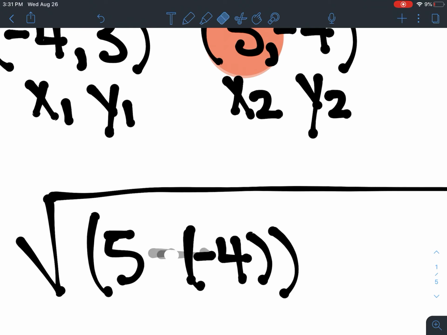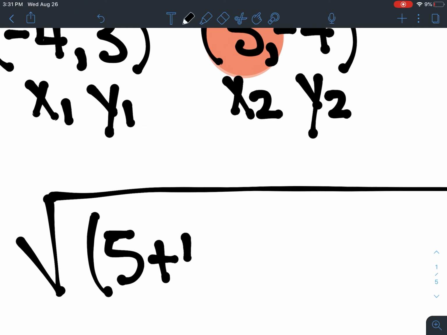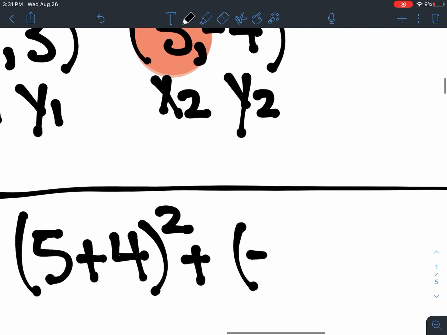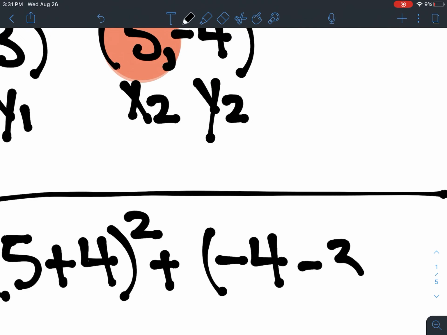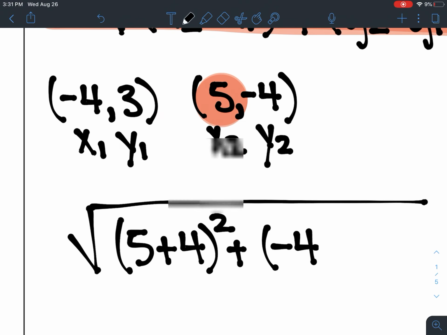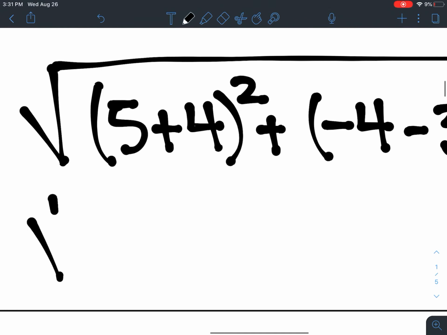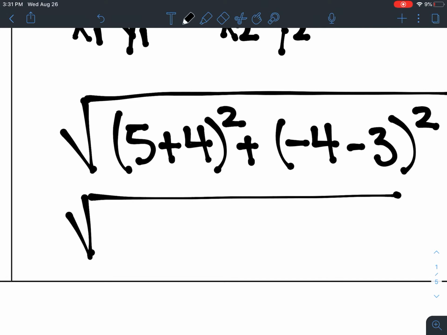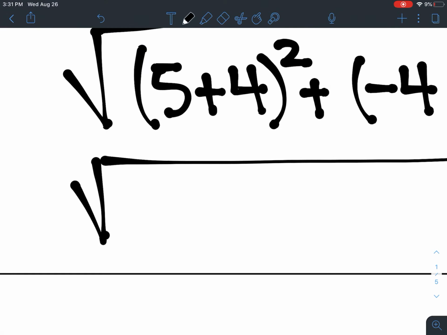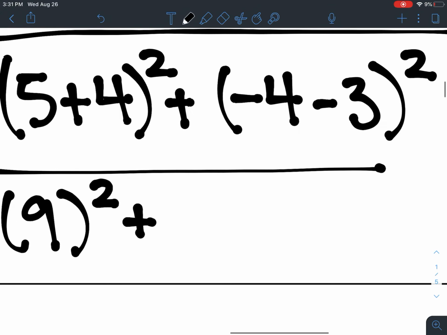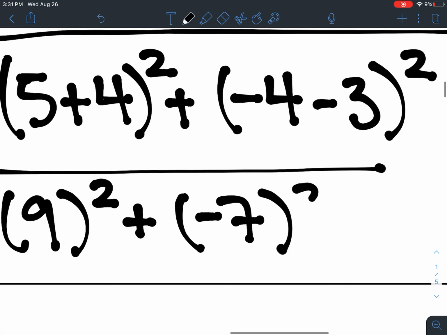So I'm actually going to rewrite this as just 5 plus 4. Close those parentheses, squared. Plus, my y2 was -4 minus my y1, which is 3, close her up, squared. All right, now let's simplify. So let's bring down that long square root again. So I have 5 plus 4, which is 9 squared, plus -4 minus 3, which is -7 squared.